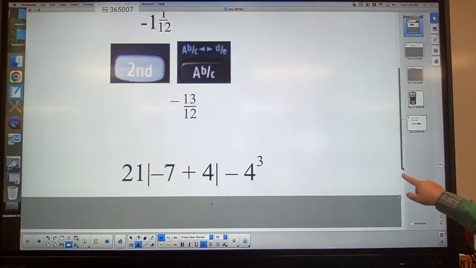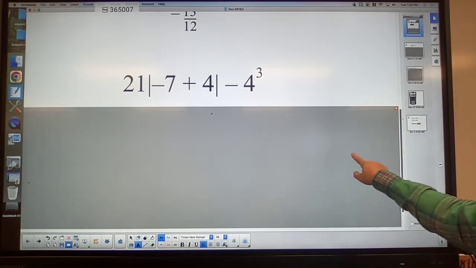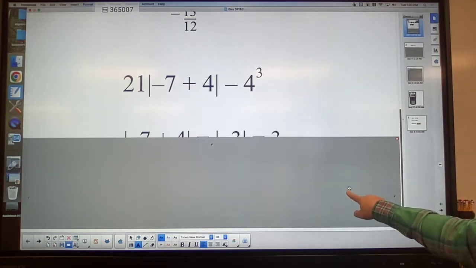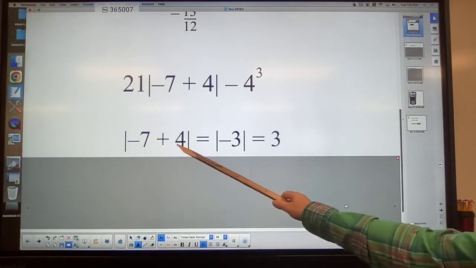Other issues with calculators, here's a problem with absolute value. 21, that is not parentheses. You can't use the distributive property. You can't multiply them together. You have to take care of the absolute value of negative 7 plus 4 first. There's not an absolute value button on these kind of calculators. So you do negative 7 plus 4.